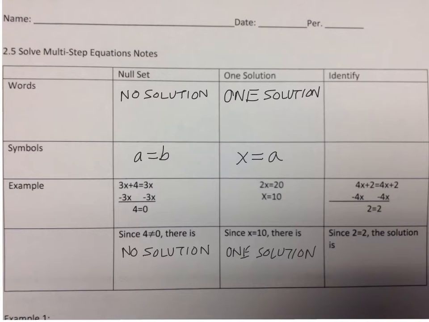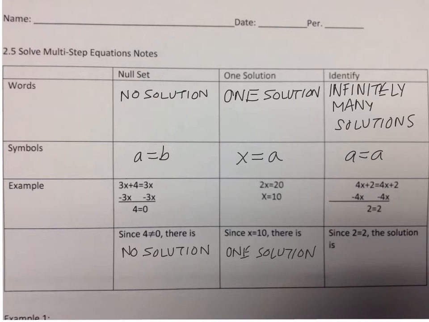Our last one is infinitely many solutions. Some symbols would be if A equals A, meaning if we get the same thing on one side equal to the other side.